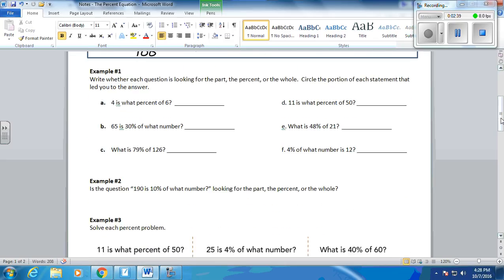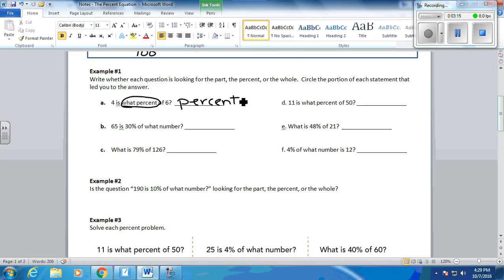Example number 1 is asking us to write whether each question is looking for the part, the percent, or the whole. Then they want us to circle the portion of each statement that led you to the answer. I will show you what I'm expecting with letter A, and then I'll have you go on and try the rest on your own. For A, it says 4 is what percent of 6? It's giving me 4 is, so I would know that's my part, and of 6, that is my whole. So what percent? I am looking for the percent here.